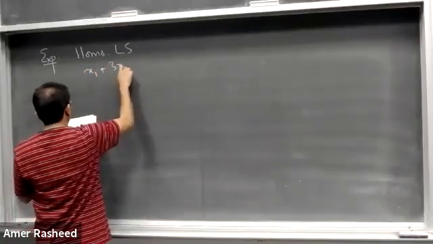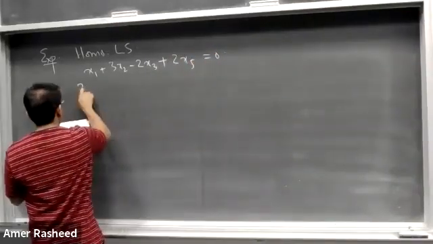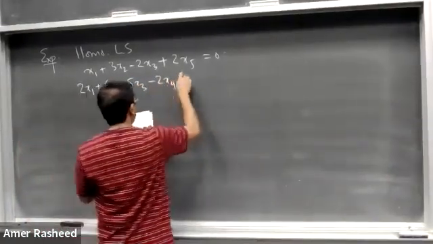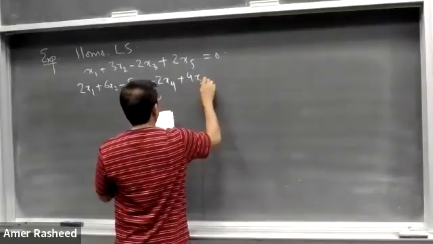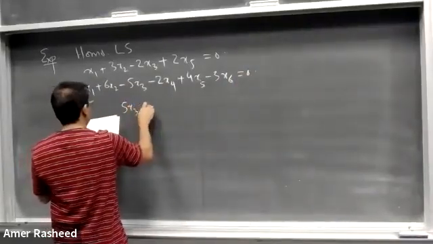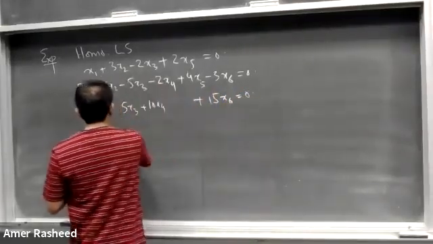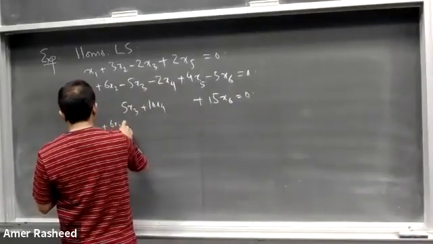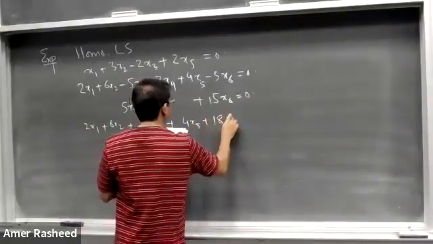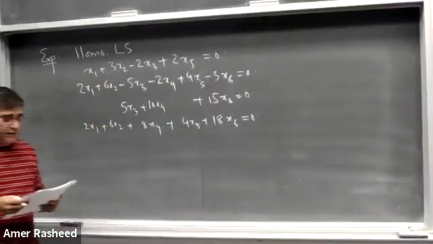x1 plus 3x2 minus 2x3 plus 2x5 equal to 0, and 2x1 plus 6x2 minus 5x3 minus 2x4 plus 4x5 minus 3x6 equal to 0, and then 5x3 plus 10x4 plus 15x6 equal to 0, and then 2x1 plus 6x2 plus 8x4 plus 4x5 plus 18x6. So this is a given homogeneous linear system. Okay.